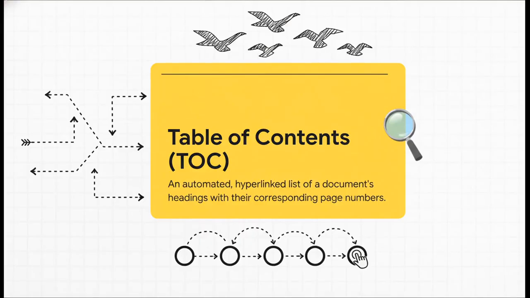So what is this thing really? A table of contents, or a TOC, is so much more than a boring list of chapter titles. Think of it as a dynamic, interactive roadmap for your document. It gives your reader a bird's-eye view of the whole structure, and this is the best part, it's hyperlinked, so they can literally just click and zip right to the section they need.